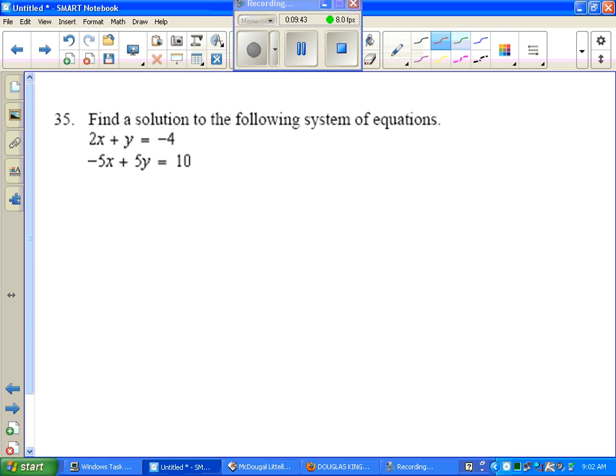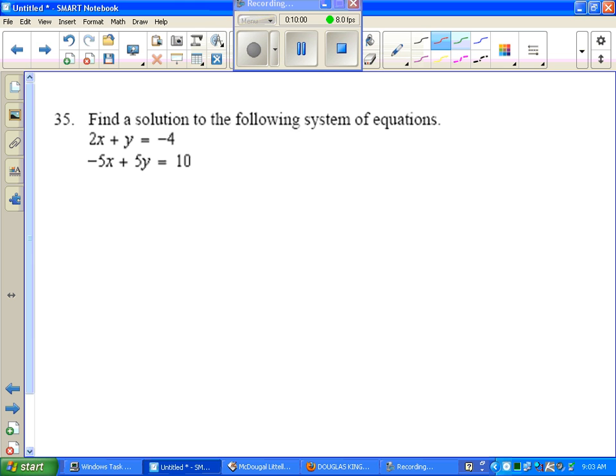Number 35 is finding a solution to the following system of equations. Okay, you have different methods you can use. You can use the substitution method, or you can use the elimination method, or you can graph them, which is probably the least preferred method.